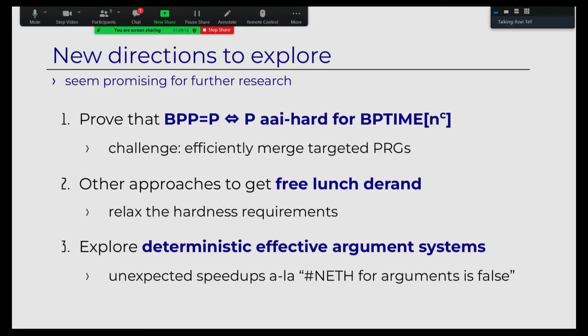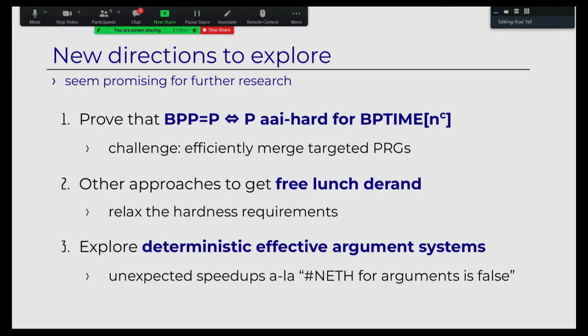Some new directions. First, prove the conjectured equivalence between BPP equals P and almost all inputs hardness for fixed probabilistic time. There's a super cool side challenge here. If you only want to prove this for the low end, I'd be delighted to talk about it. How to efficiently merge targeted PRGs. It sounds obvious that we should know how to do it, but we don't know how to do it.